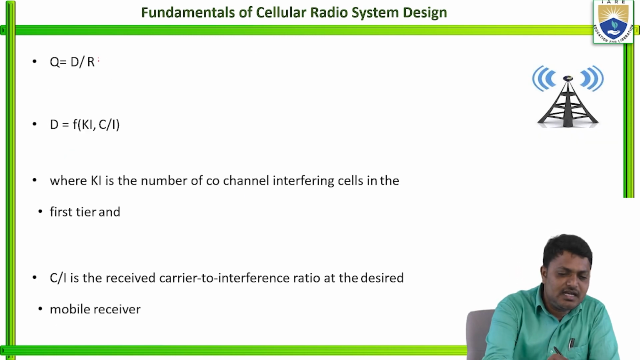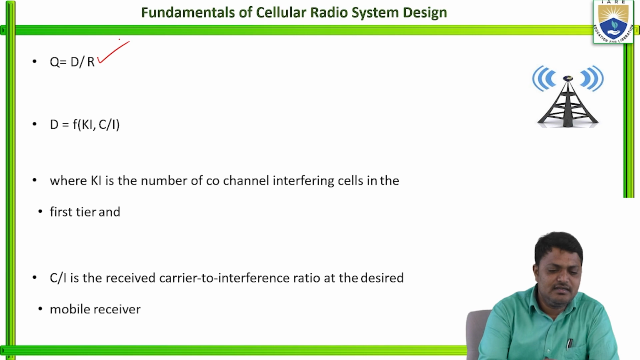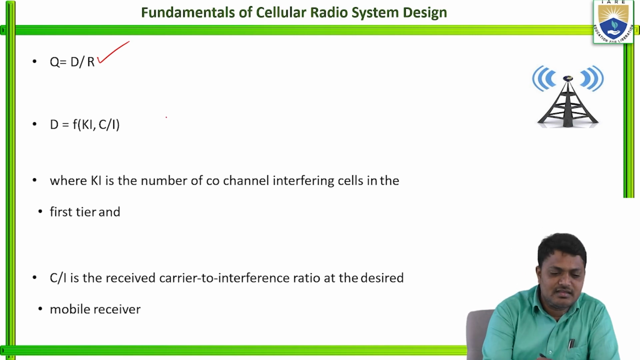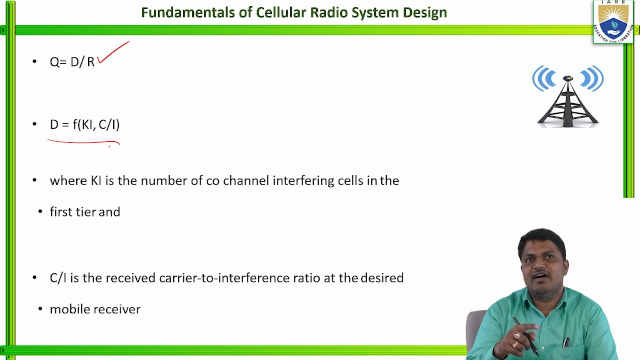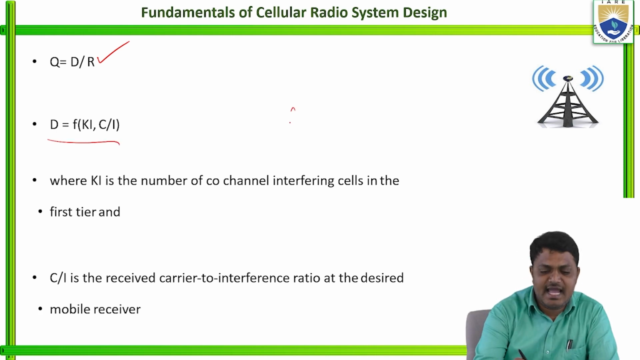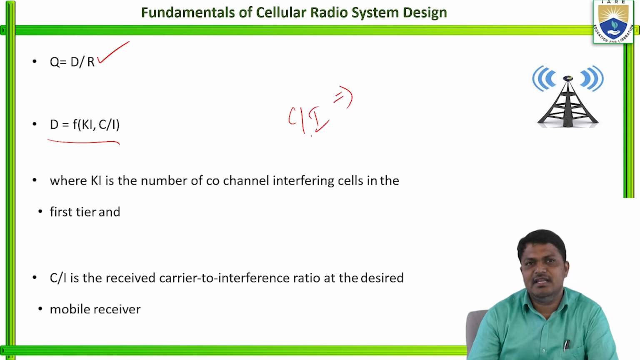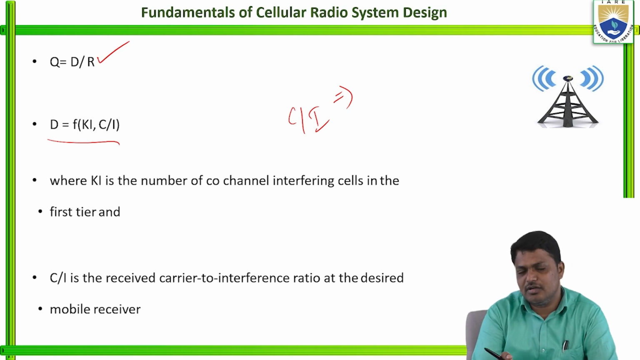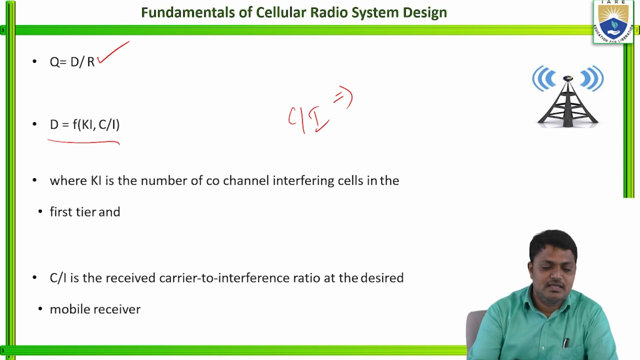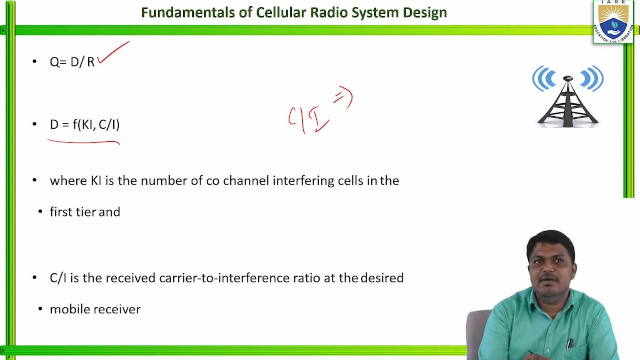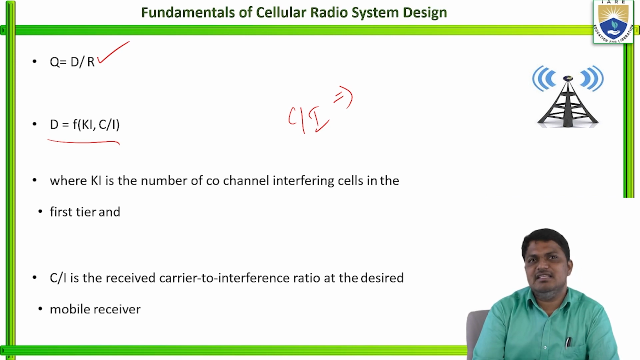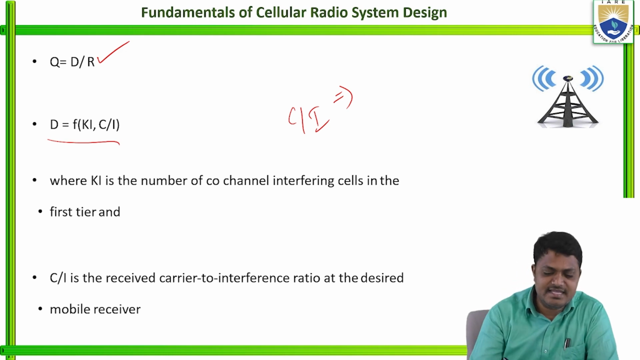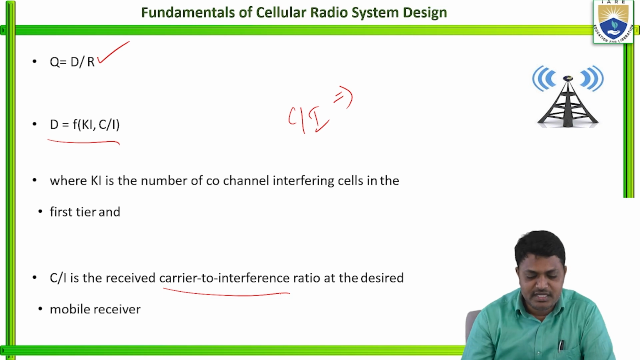So just now we discussed that Q is equal to D by R, where D is the distance and R is the radius. Again, D is taken as a function of Ki and C by I, where C by I is the carrier to interference ratio. We will discuss in the next topic how to calculate C by I. So D is equal to F of Ki comma C by I, where Ki is the number of co-channel interference cells in the first tier, and C by I is the carrier to interference ratio.